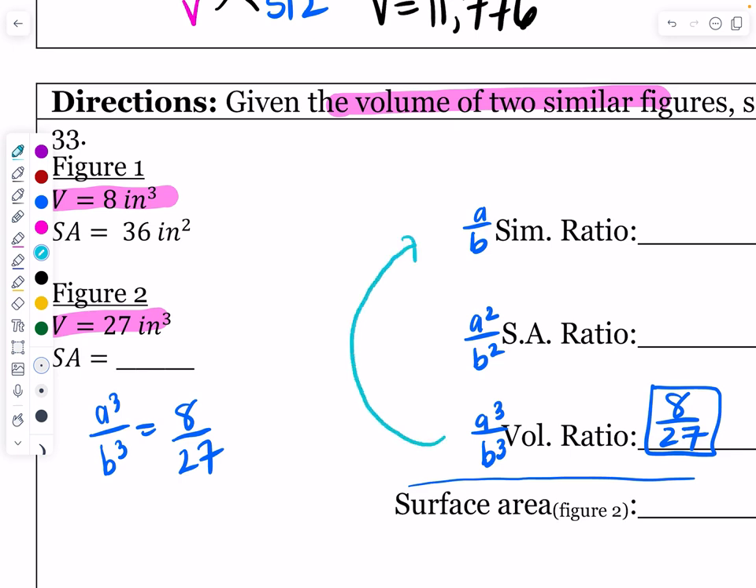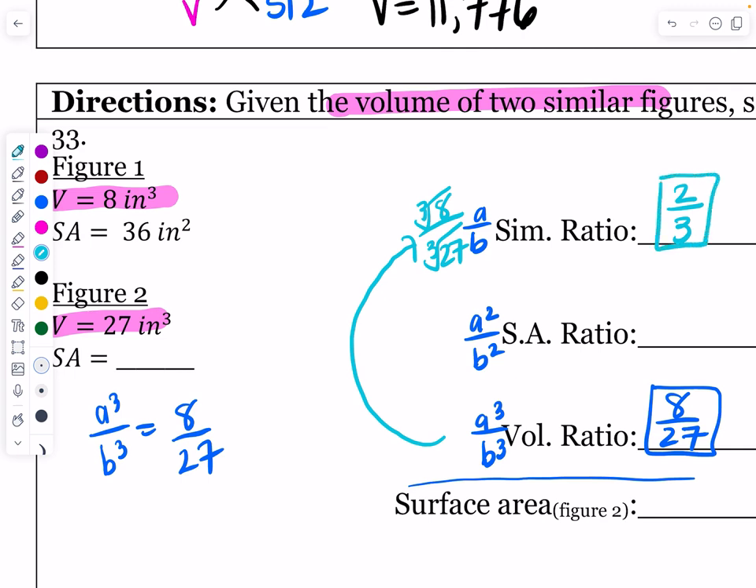If that's my A cubed over B cubed, how do we use that to go back to A over B? Well, to go from something that is cubed to something that is not, we're going to take the cube root. So the cube root of 8 over the cube root of 27. The cube root of 8 is 2. The cube root of 27 is 3. So that is going to be 2/3. So 2/3 is my similarity ratio.